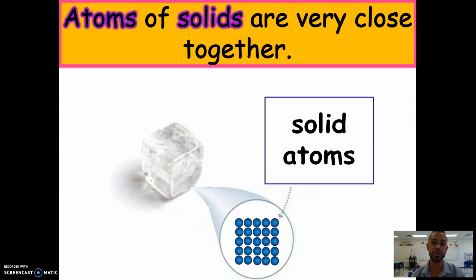The atoms of solids are very close together. We were talking about how the atoms in each state of matter are arranged. In the solid state of matter, because solids are hard, the atoms have to join together. They have to be very, very close together in order to create something solid. As you notice in this picture, we can see how the atoms are arranged. They are very close together.